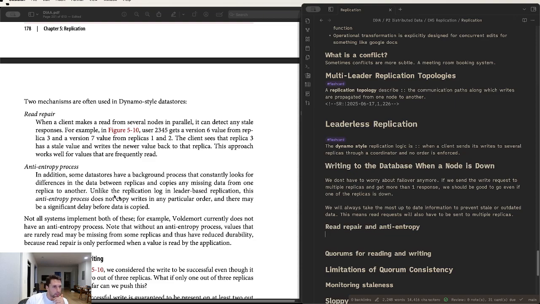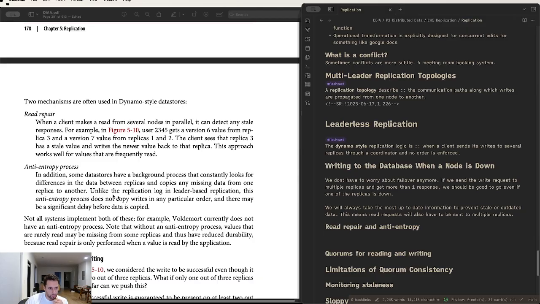Anti-entropy process. Sounds like something out of a sci-fi film. In addition, some data stores have a background process that constantly looks for differences in the data between replicas and copies any missing data from one replica to another. Unlike the replication log and leader-based replication, this anti-entropy process does not copy writes in any particular order, and there may be a significant delay before data is copied.